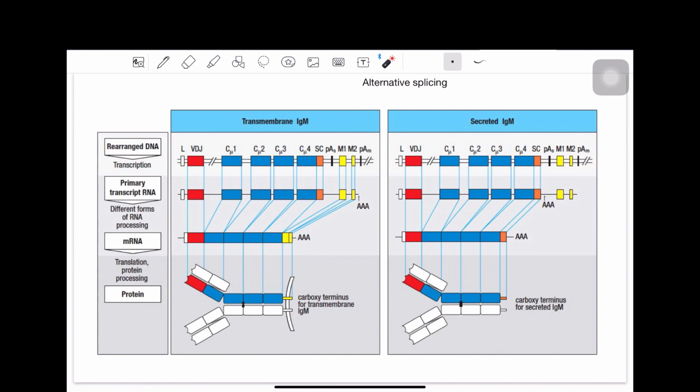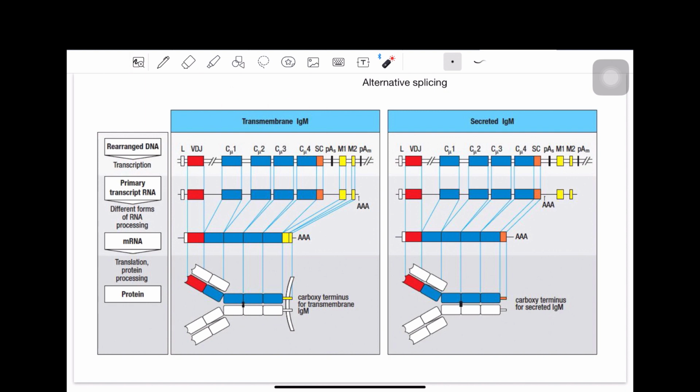Now, first of all, from this DNA, the primary mRNA transcript will form, and then it will be processed. This particular RNA will be processed, and as we know, RNA processing involves splicing, which is the removal of the introns and the joining of the exons. So these intron parts, these small parts, are spliced out and these exons are joined.